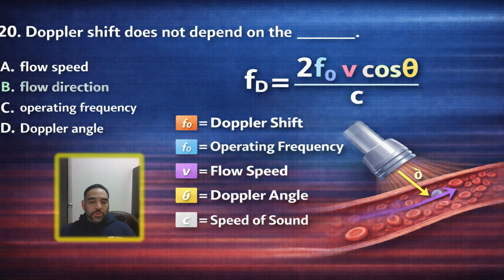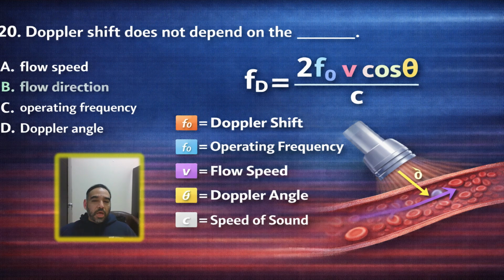Okay, so the next question: Doppler shift does not depend on the blank. And the answers are as follows. A, flow speed. B, flow direction. C, operating frequency. And D, Doppler angle. And the correct answer here is B, flow direction.